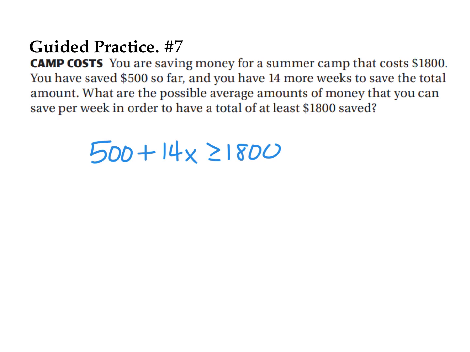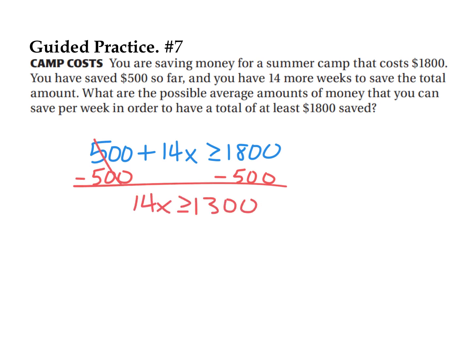So now I'm going to solve this. I can solve this by subtracting 500 on both sides. And I'm going to get 14x is greater than or equal to 1,300. That cancels there. Now I'm going to need to divide both sides by 14 because I want to get the x by itself. So when I take 1,300 and divide it by 14, we're going to round that answer off a little bit. Let's write out the step there. I'm going to divide by 14 on both sides.